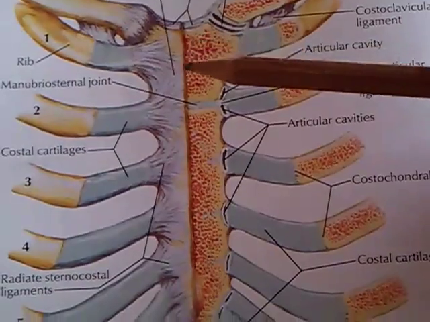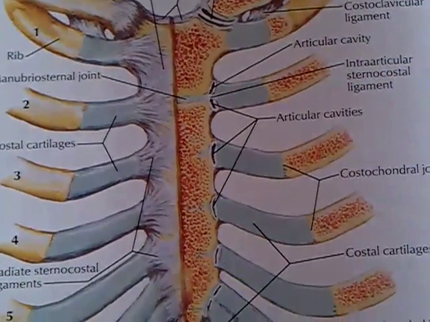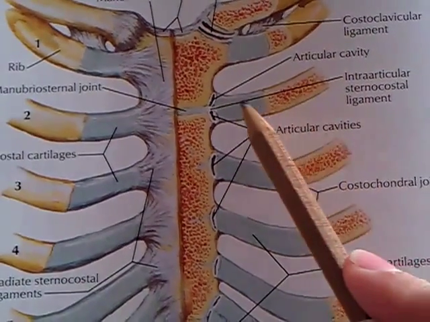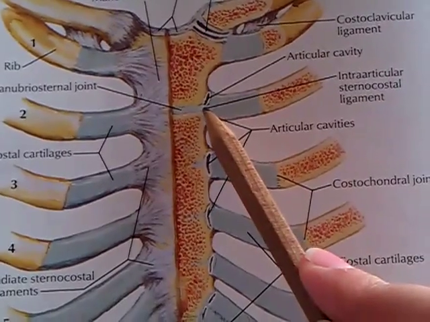They have radiate sternocostal ligaments, and the second rib and cartilage have an intraarticular sternocostal ligament.